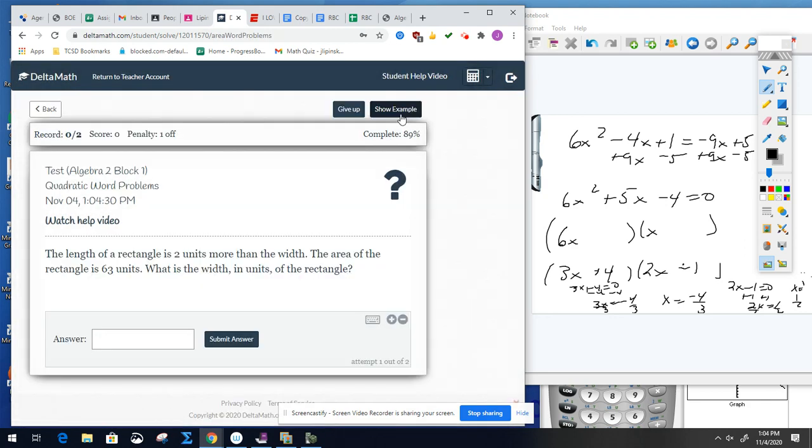Word problems: the length of a rectangle is 2 units more than the width. The area of the rectangle is 64 units. What is the width in units of the rectangle? I'm going to stop this video and do this problem on the next video. This is getting too long. I want to make sure it will upload.